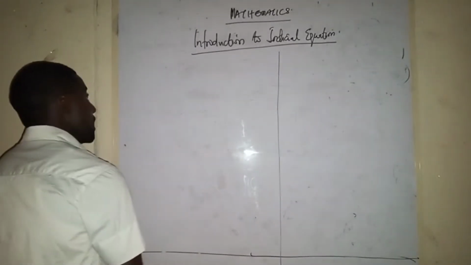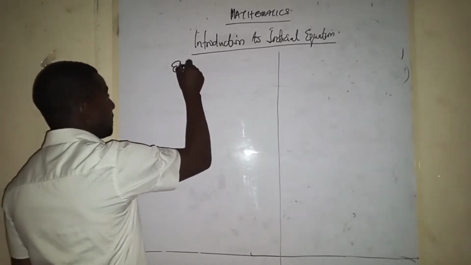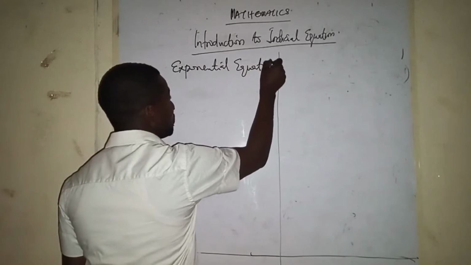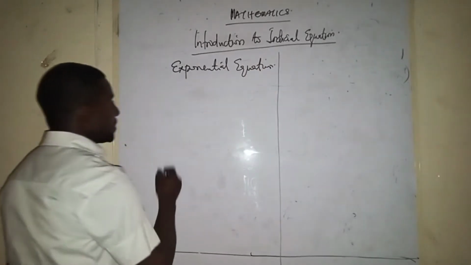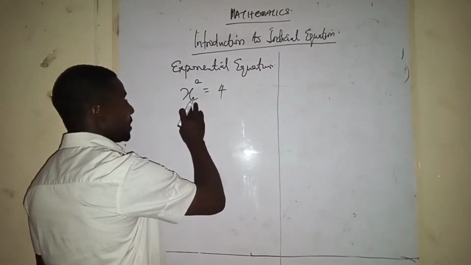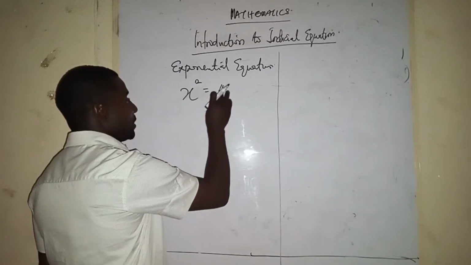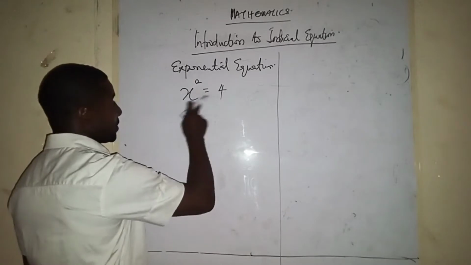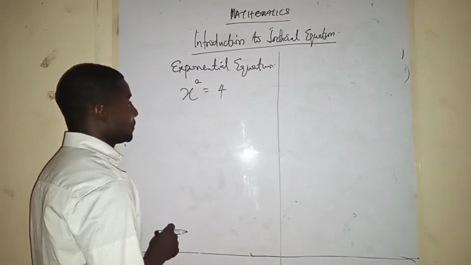Now, indicial equations are also known as exponential equations. Let's say for example you have x raised to power 2 is equal to 4. This is an example of an indicial equation. With this kind of equation, what we do most of the time is that we equate them and cancel the ones that we can cancel, then we get the value of what we are looking for. Take for example, you are given this kind of question.